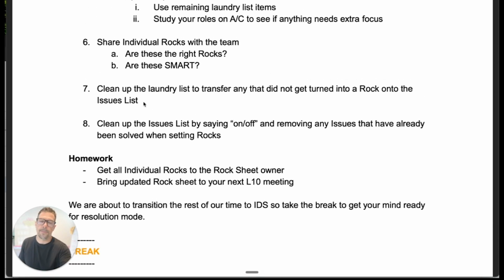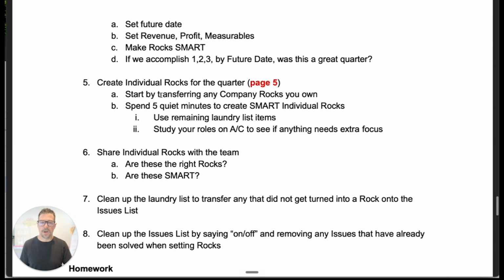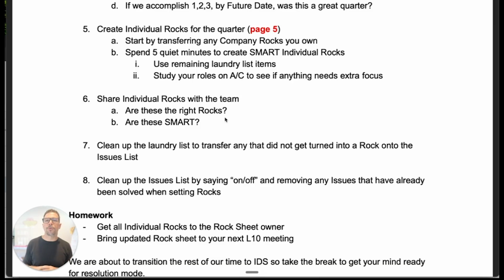But once we go through and we look at the rocks, we feel like this is a great quarter, right? We've asked this question here: if we accomplish this, was it a great quarter? Yes. We then go through, we can claim individual rocks if we want. We take 5 quiet minutes. We share those together as a group. We ask if they're smart and they're the right rocks, and then we go through and clean up the laundry list. Remember, I always say everything finds a home. So at this point, we can start saying, this was wrapped up in a company rock. This was wrapped up in an individual rock. If it's neither of those, then we either say, is this something that we can turn into a to-do immediately? Does somebody want to claim it, put an action on it, set a due date, and we just add it as a to-do?